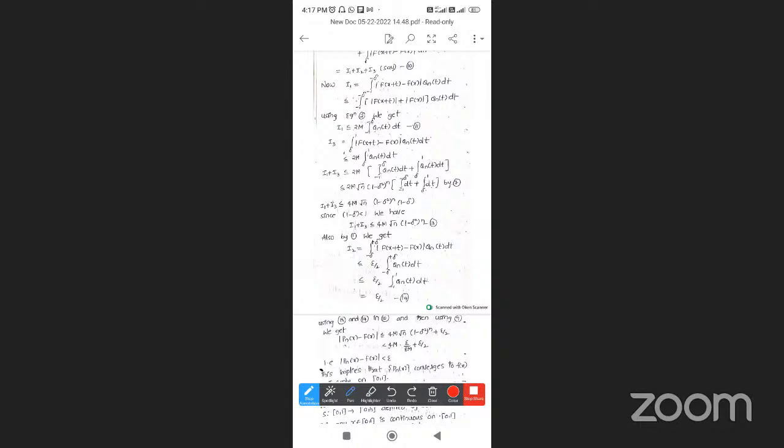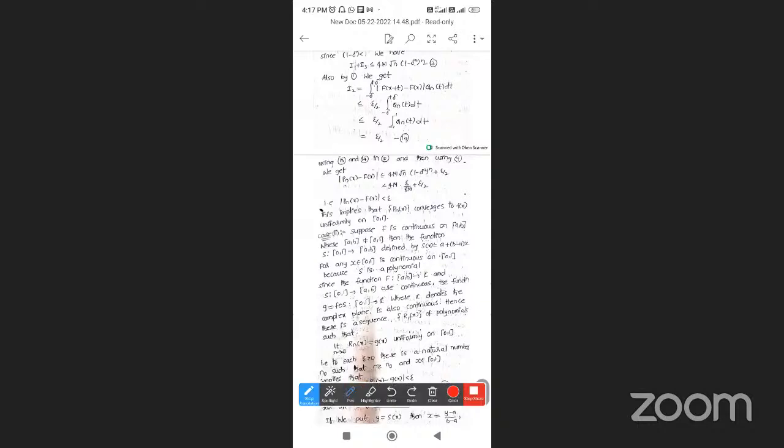From the 13th and 14th equations, and then using the 9th in the 10th, we get mod of Pn of x minus f of x is less than or equal to 4m root n, 1 minus delta squared whole power of n, plus epsilon by 2.